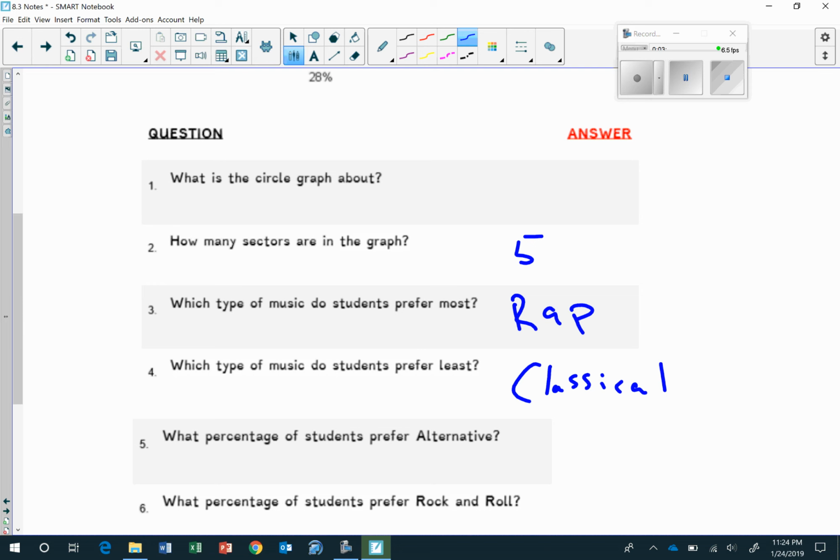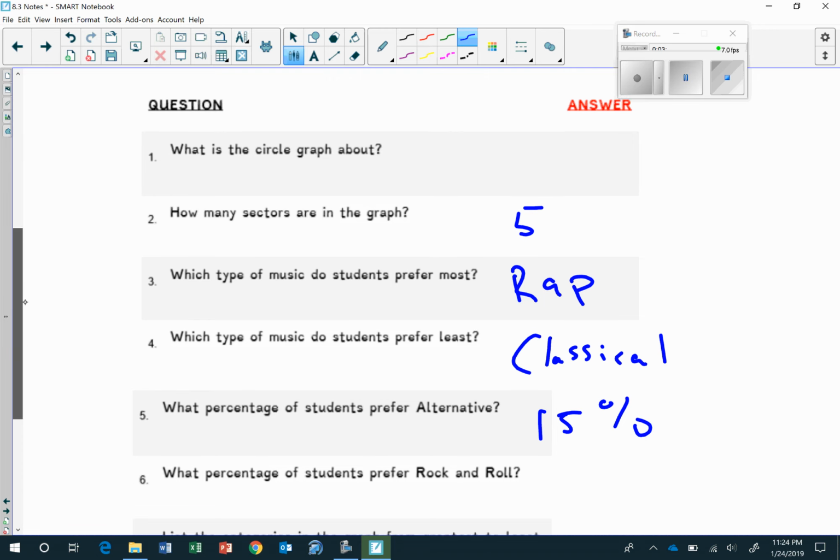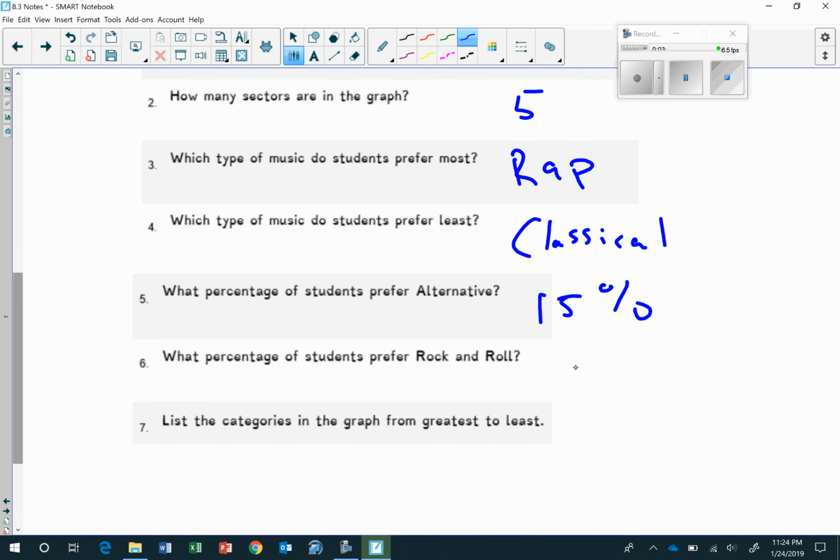And then it says, what percentage of students prefer alternative? Again, this is really easy to read because we have it in percent, so it's 15%. Then it says, what percent prefer rock and roll? And we can just read 28%.